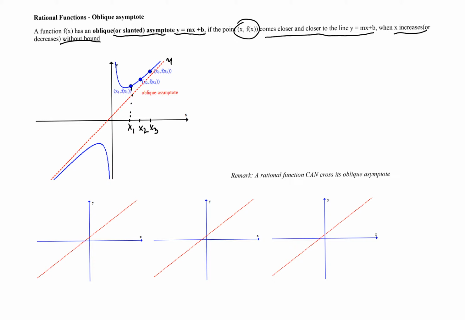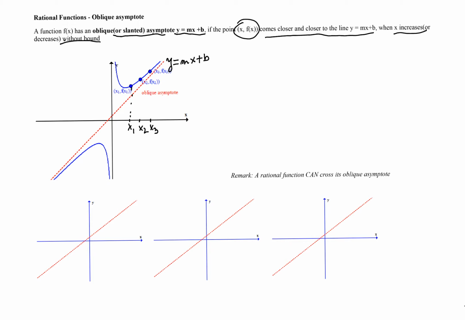Let's say that asymptote has the equation mx plus b. If you look at the points x sub 1, f of x sub 1, and x sub 2, f of x sub 2, and x sub 3, f of x sub 3, you can see that the values of x are increasing, and we can say they could go further and therefore increase without bound, getting larger and larger. Corresponding points on the graph are going to approach the line y equals mx plus b. The further we are to the right with the value of x, the closer to the line y equals mx plus b we will be.